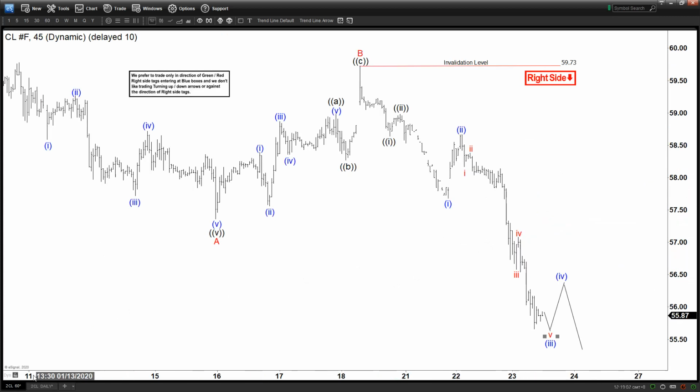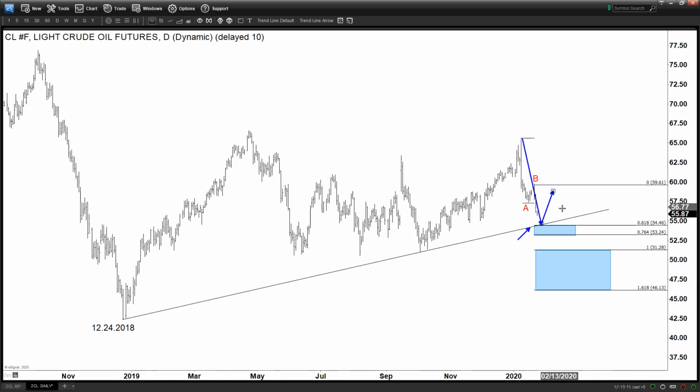Now in the shorter cycle though, we should see more downside as long as the bounce stays below this one. Any bounce here in the shorter cycle should continue to find sellers in a 3-7-11 swing for more downside until we hit this 53, 54 area at least.